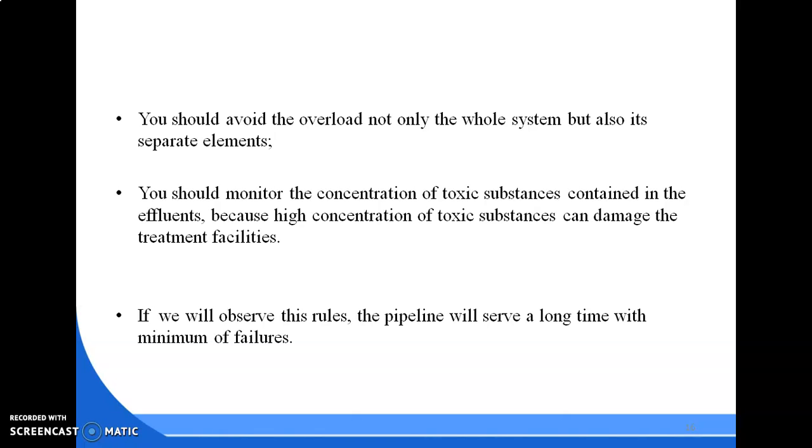Then we should monitor the concentration of toxic substances contained in the effluents, because high concentration of toxic substances can damage the treatment facilities. So, also during the choosing of the pipeline, it is a major thing that the effluents, or the output whatever we get from different sources, from different industries or households, may be toxic in nature. So for that we have to choose the types of sewer line, otherwise we have to face different problems during the working of the pipelines. If we observe these rules, the pipeline will serve a long time with minimum failures.